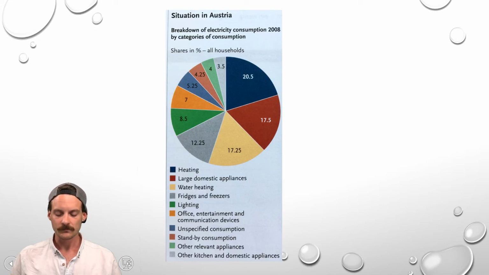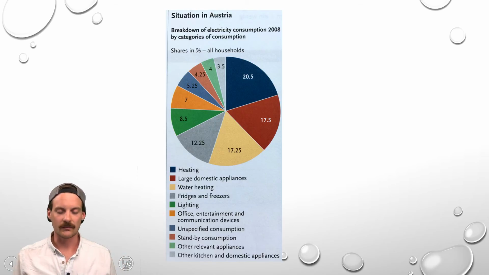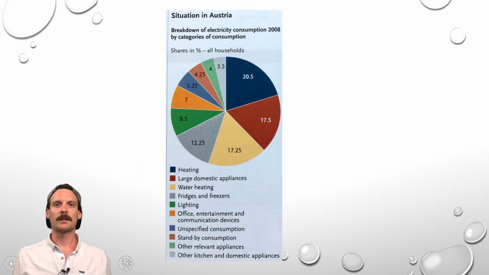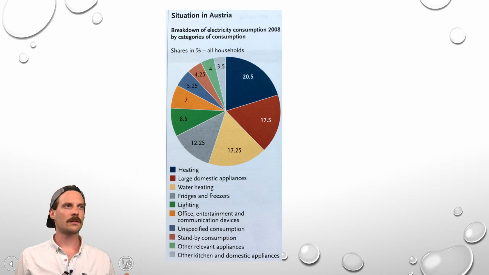Second step is quite easy here. So you have several slices in this pie chart, and those several slices are different categories, of course. But you should know the categories. If you don't know, it's quite difficult to describe them. So, how do we approach this? You could start off.